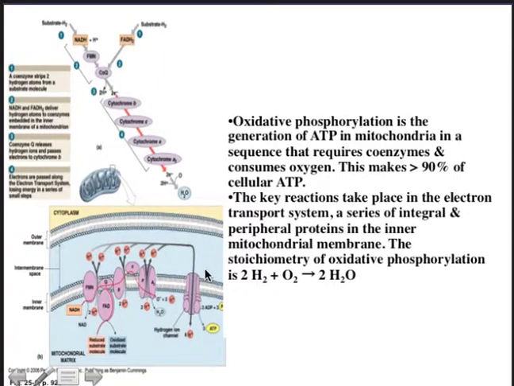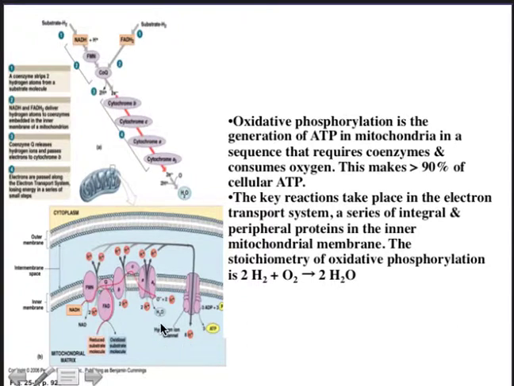And that energy, as they flow through this channel, is trapped by this ATP synthase and used to generate massive amounts of ATP. And that's where most of the ATP in oxidative metabolism comes from. It's at the level of ATP synthase here in the electron transport chain.